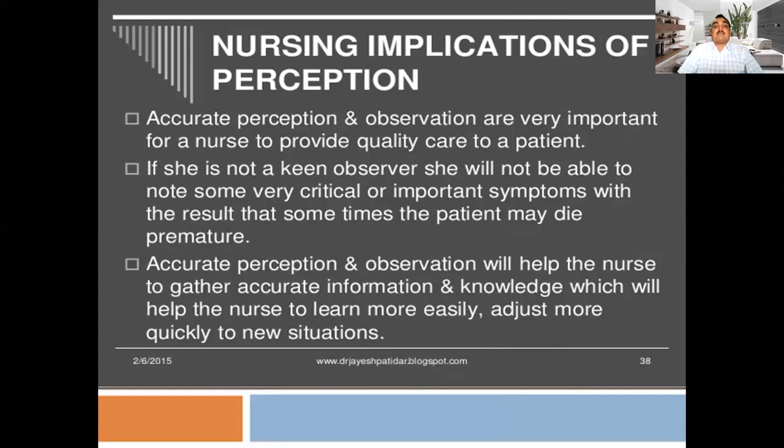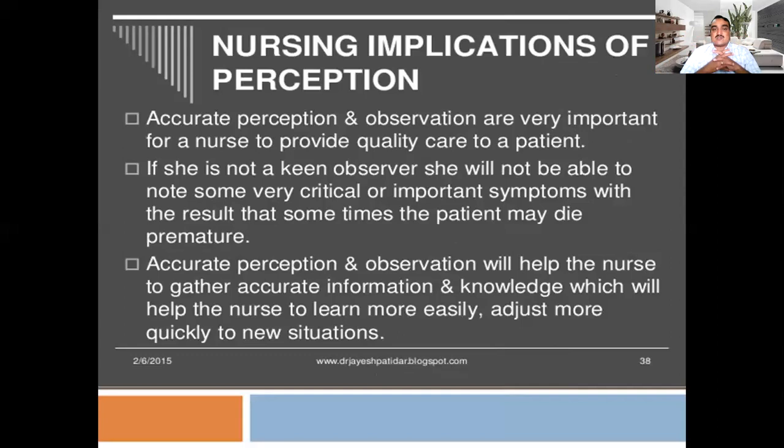What are the nursing implications of perception? In what form is perception helpful for you? Accurate perception and observation are very important for you people, to provide quality care to your patient. If your perception is wrong, you cannot give it. If your perception towards your patients is calm and natural, then you can give quality care to your patient.